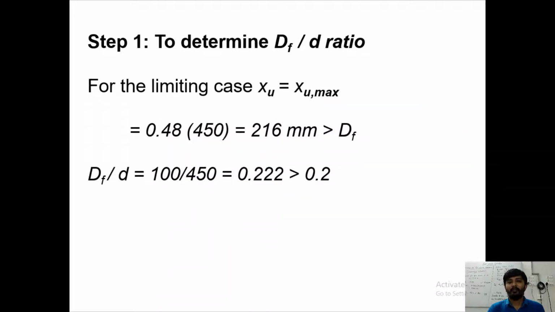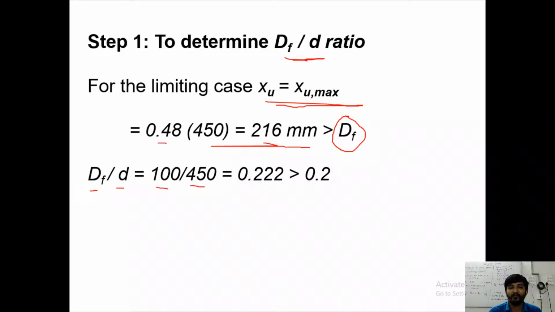So step number 1, we need to find out DF divided by D ratio first. For the limiting case, XU is equal to XU max. So 0.48 multiplied by D, that is 450, we get XU max is equal to 216 mm, which is greater than DF. So DF divided by D, DF is 100, divided by D is 450, we get this ratio as 0.222, which is greater than 0.2.